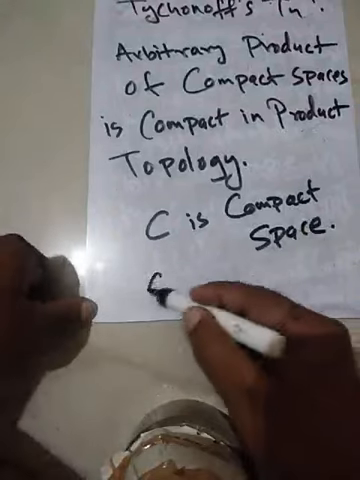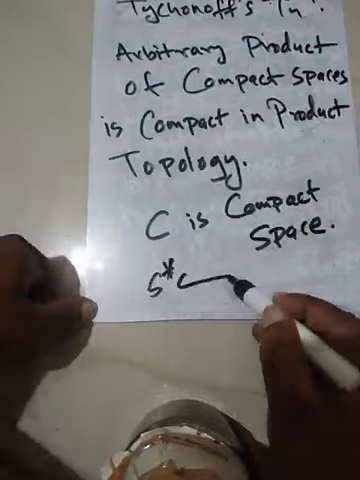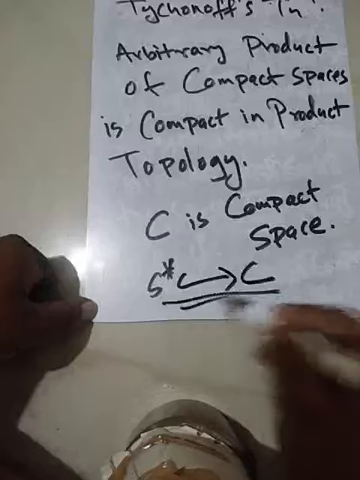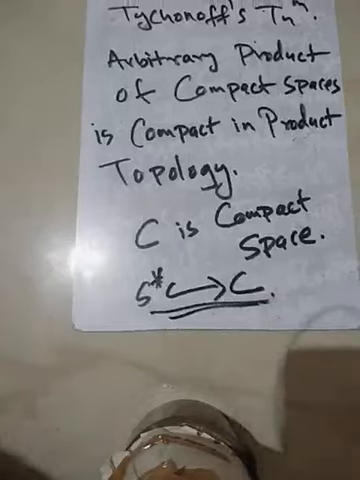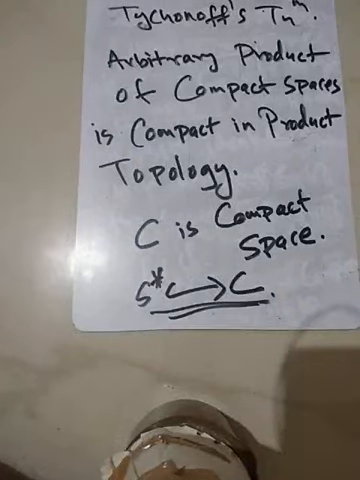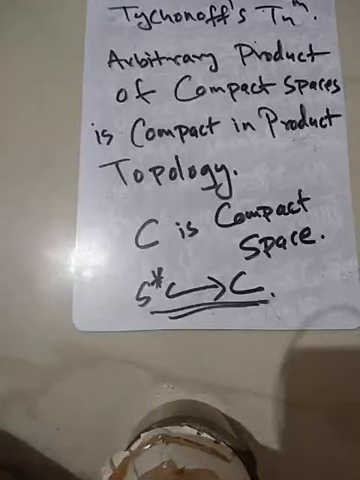And S star is embedded, or there is an injective map, in this C. What we try to show is that S star is in fact closed. With this kind of identification of the functions as an array, we show that if you take a limit point of S star, that is, in S star bar, then in fact it is in S star.